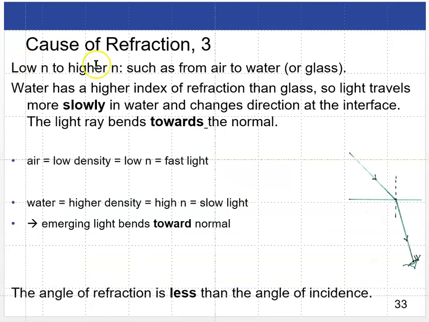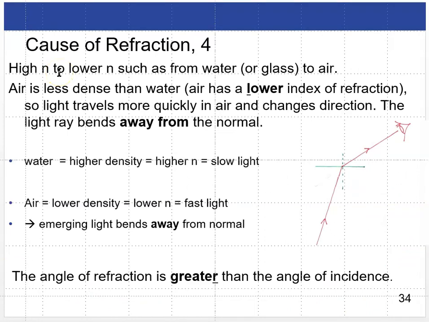So from low n to higher n, such as from air to water or glass, water has a higher index of refraction than air, so light will travel more slowly in the water and will change direction at the interface. The light wave will bend toward the normal. Air has a low density, low n, so it's fast light. Water has a higher density, high n, so it's slow light. So in this case, the light will bend toward the normal. So the angle of refraction is less than the angle of incidence.